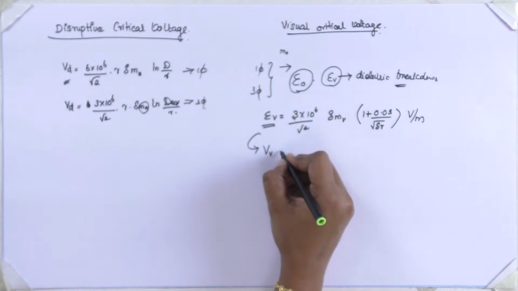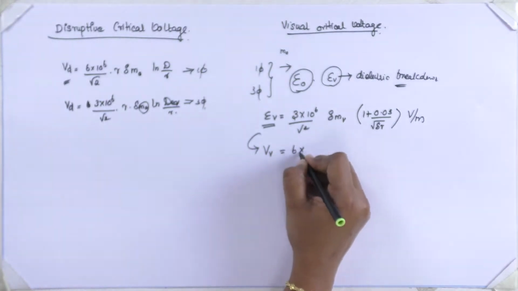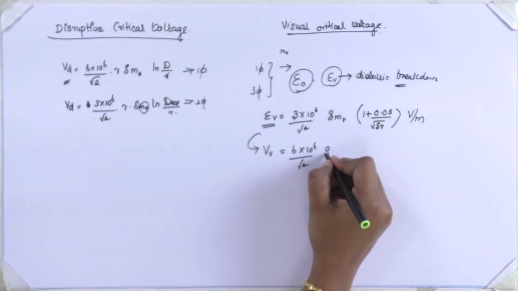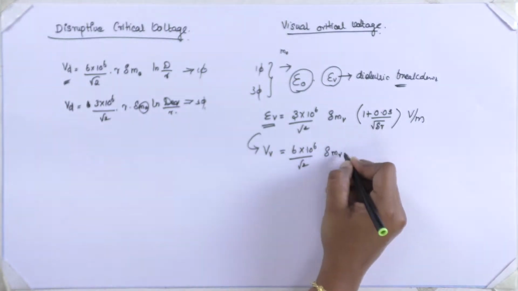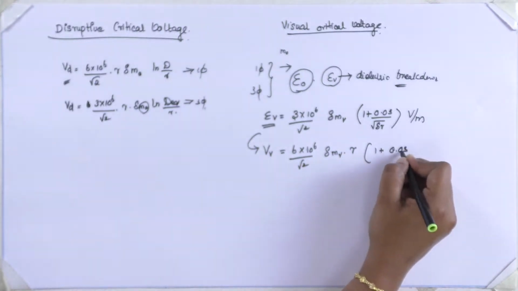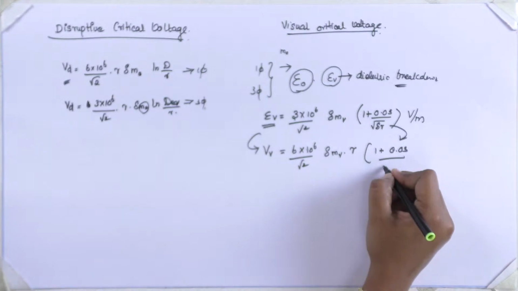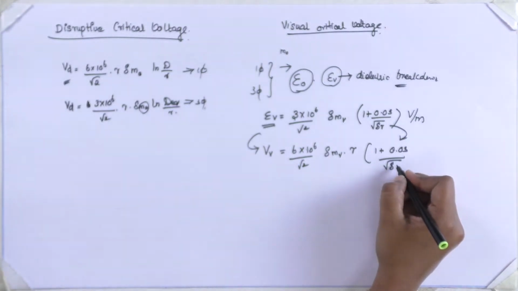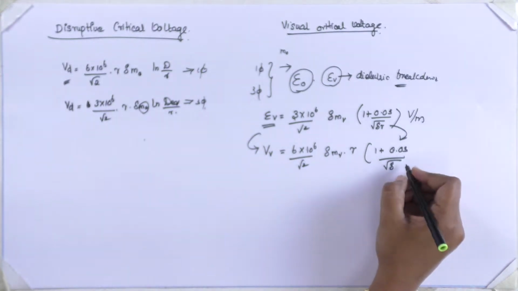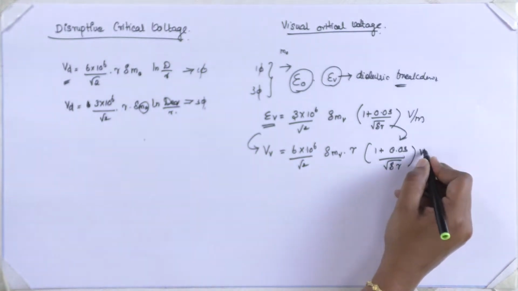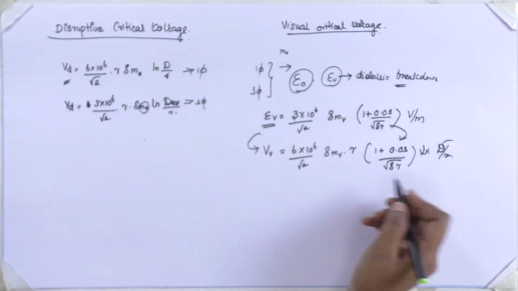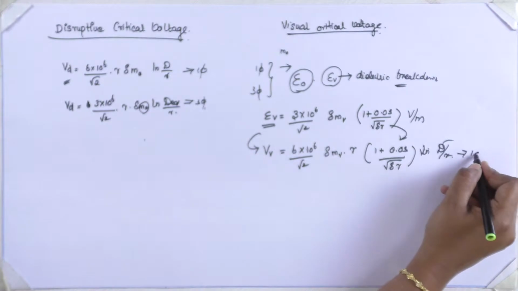For calculating the voltage at the particular point for the visual corona, it is 6 into 10 to the power 6 divided by root 2, into delta into mv into r, into 1 plus 0.03 divided by root of delta r. The same value is a constant which relates the density of the air and the barometric pressure P, as we have discussed in the disruptive critical voltage, into ln of d by r. D is the distance, r is the radius. This is for the single phase.